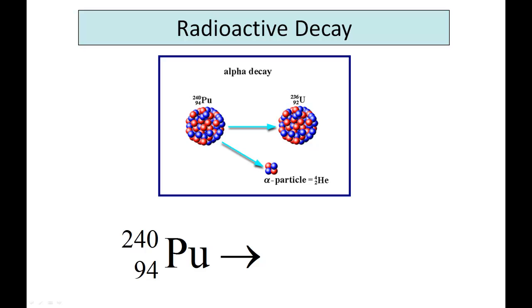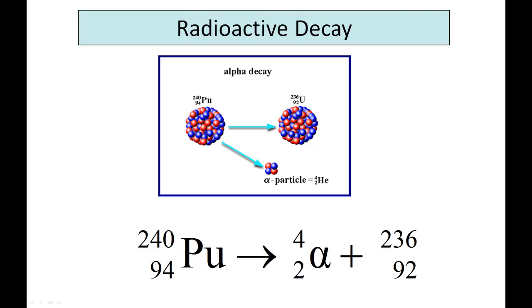In this example, I'm going to use plutonium-240. Notice plutonium-240 has an atomic number of 94 and a mass number of 240. If it loses that alpha particle, having an atomic number of 2 and a mass number of 4, using the law of conservation of mass, we can predict what is left. We now have a mass number of 236 and an atomic number of 92. Notice the 2 things on the right add up to the 1 thing on the left.